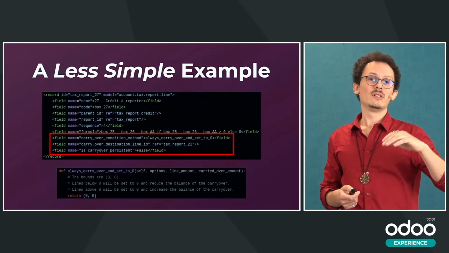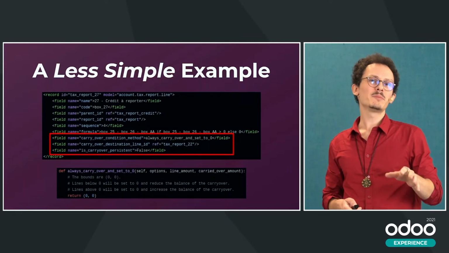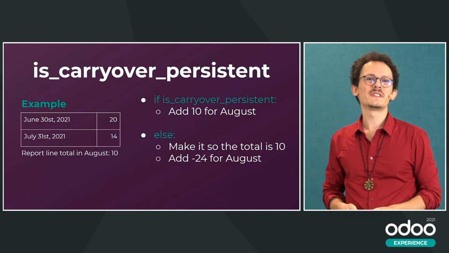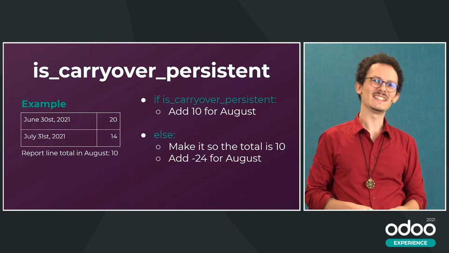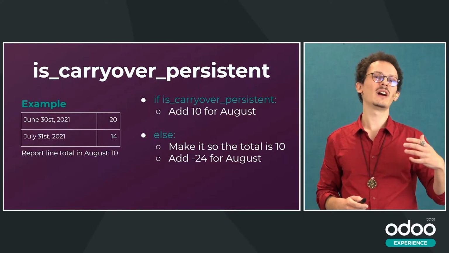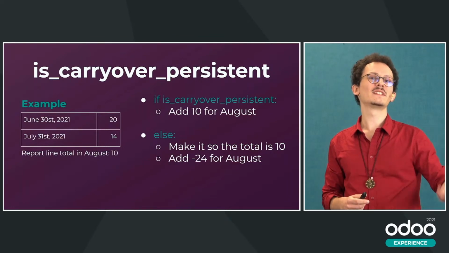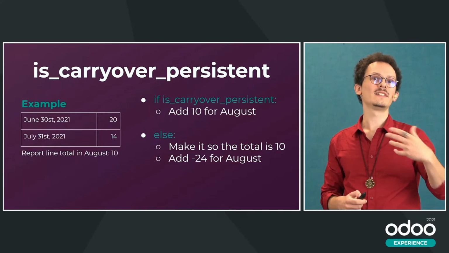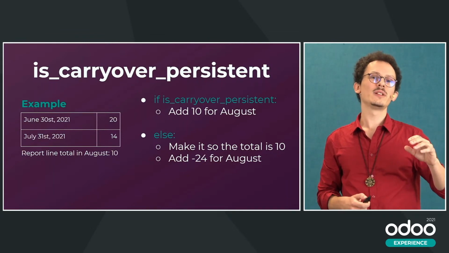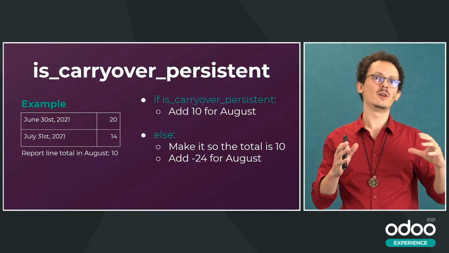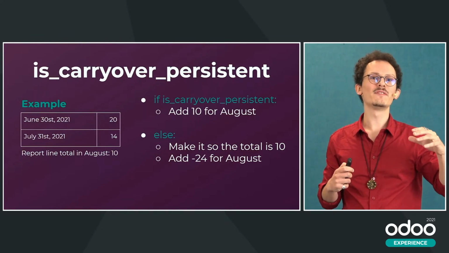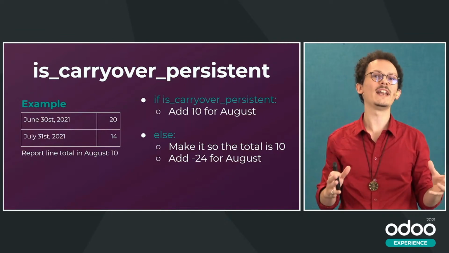And so the third field we have here is a bit trickier actually. Is carryover persistent? So what kind of beast is this? Actually, it's just a Boolean field that is telling you how the line will handle the carryover amounts that get created in tax carryover line. So here, if it's true, you actually will keep the previous amounts and just add your carryover amount on top of them without trying to influence the whole balance of the carryover.